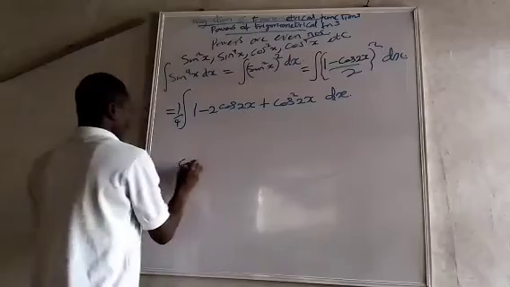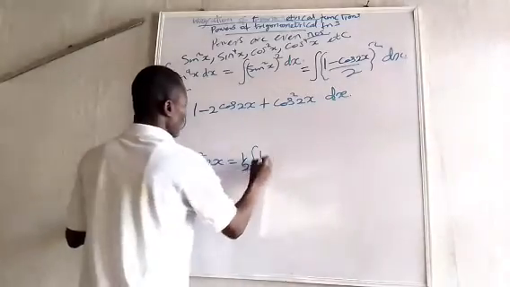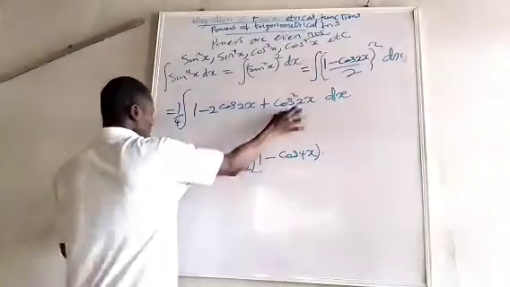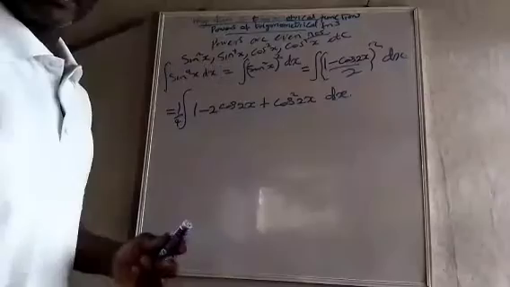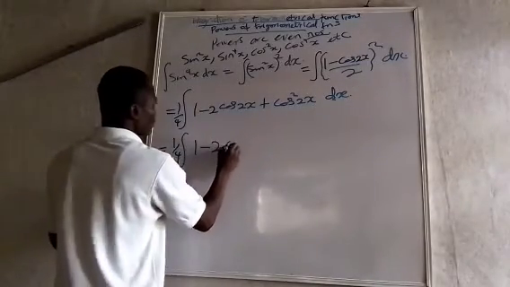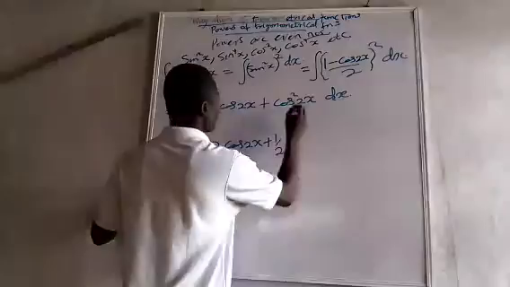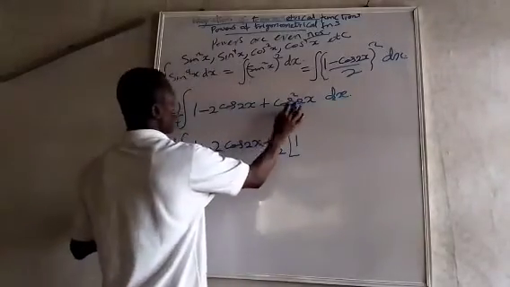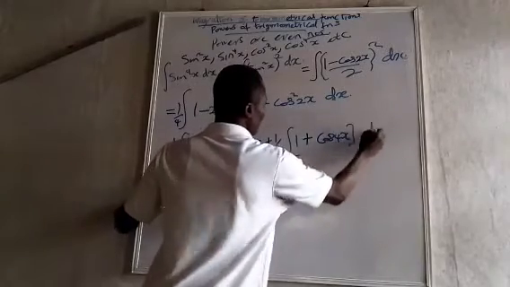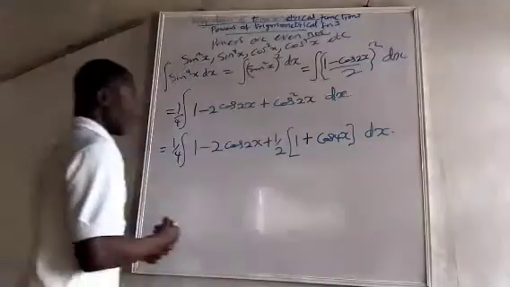So cos square 2x will equal half of (1 plus cos 4x). So I will substitute this back here now. This will be equal to 1 over 4, 1 minus 2 cos 2x plus half, oh sorry, this one is half of (1 plus cos 4x), dx. Please take notes. Cos square 2x is (1 plus cos 4x) over 2.